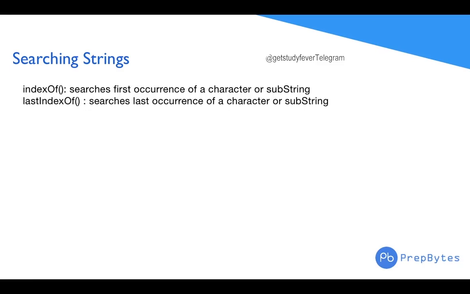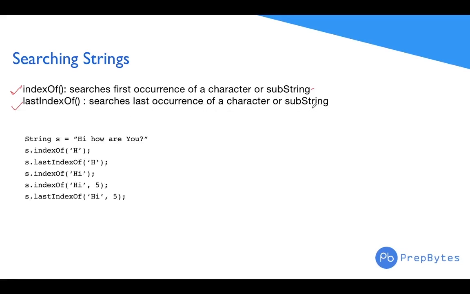Now let's say I want to search for a few parts or things in the string. Let's see what the methods are here. We have two methods for this: indexOf and lastIndexOf. indexOf searches the first occurrence of a character or substring, and lastIndexOf searches the last occurrence of a character or substring. Let's see examples to understand.